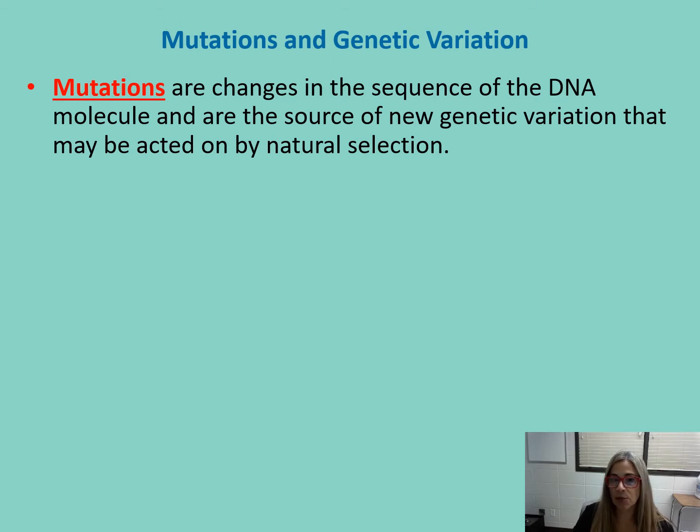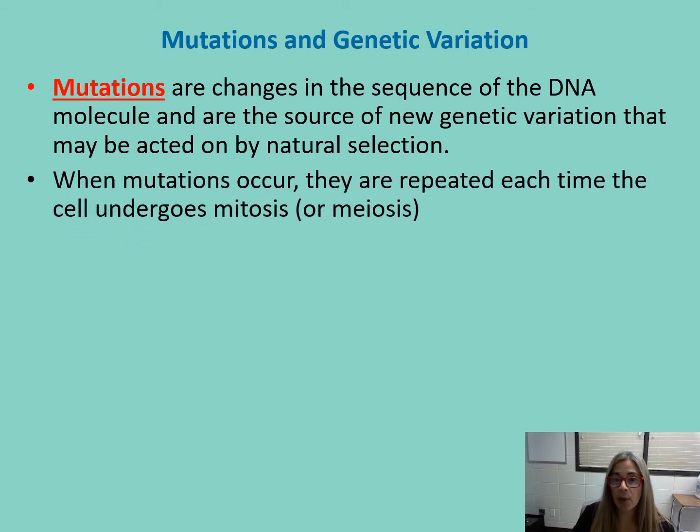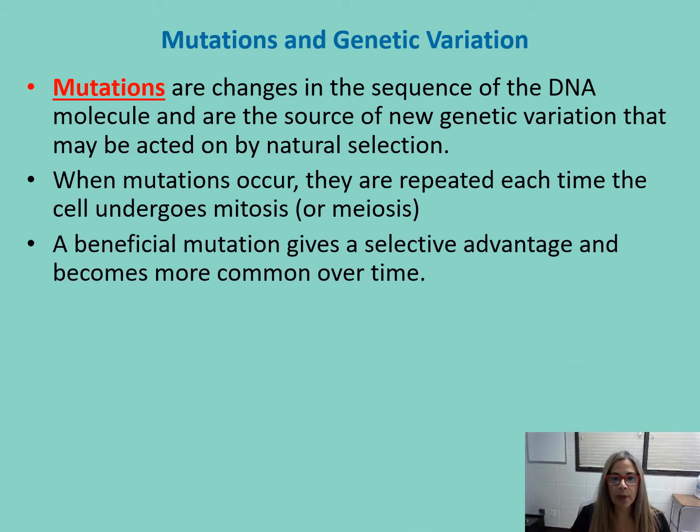Now, sometimes these mutations are random, and sometimes they're acted upon by natural selection, but in any case, when mutations occur in a cell on a DNA level, every time the cell replicates, whether it's through mitosis for body cells or meiosis for gametes, eggs and sperm, that mutation is going to be repeated and repeated and repeated in every cell after that.